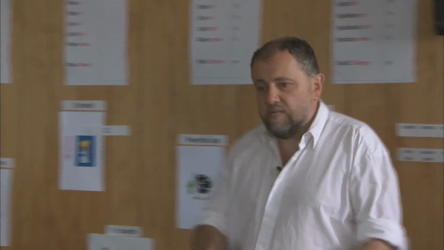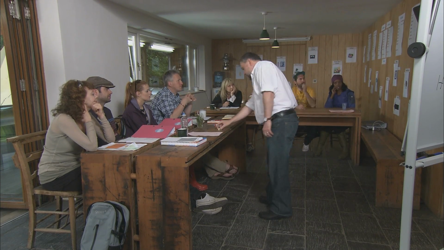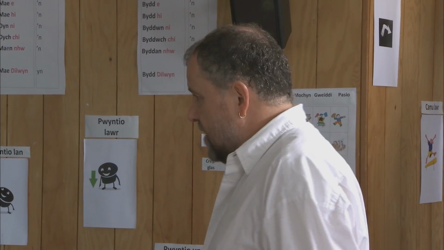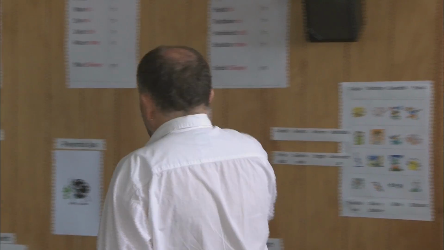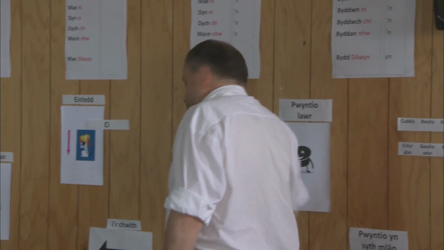So, ydych chi'n dweud, dych chi'n nofio. Dych chi'n nofio. Yn sticio gyda nofio. So, dych chi'n nofio. You are swimming. Dych chi'n nofio. Yeah? So, dyma ni. Dych chi'n nofio. You are swimming, neu you swim. Right?